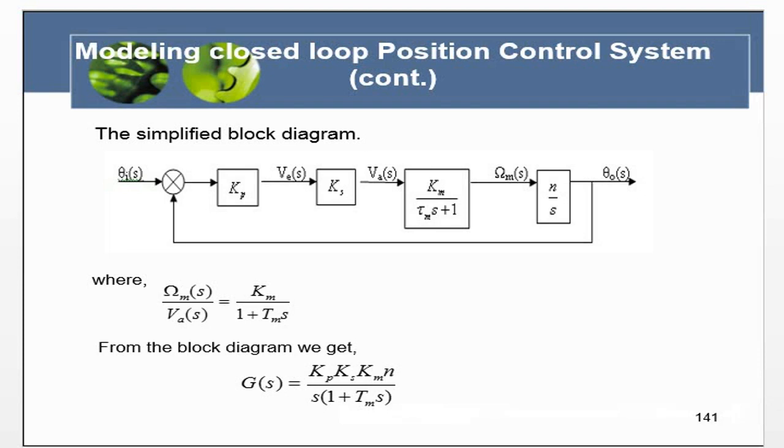Okay, the simplified block diagram. The simplified block diagram is like this, where the error is theta_I(s) minus theta_O(s). It's the error.